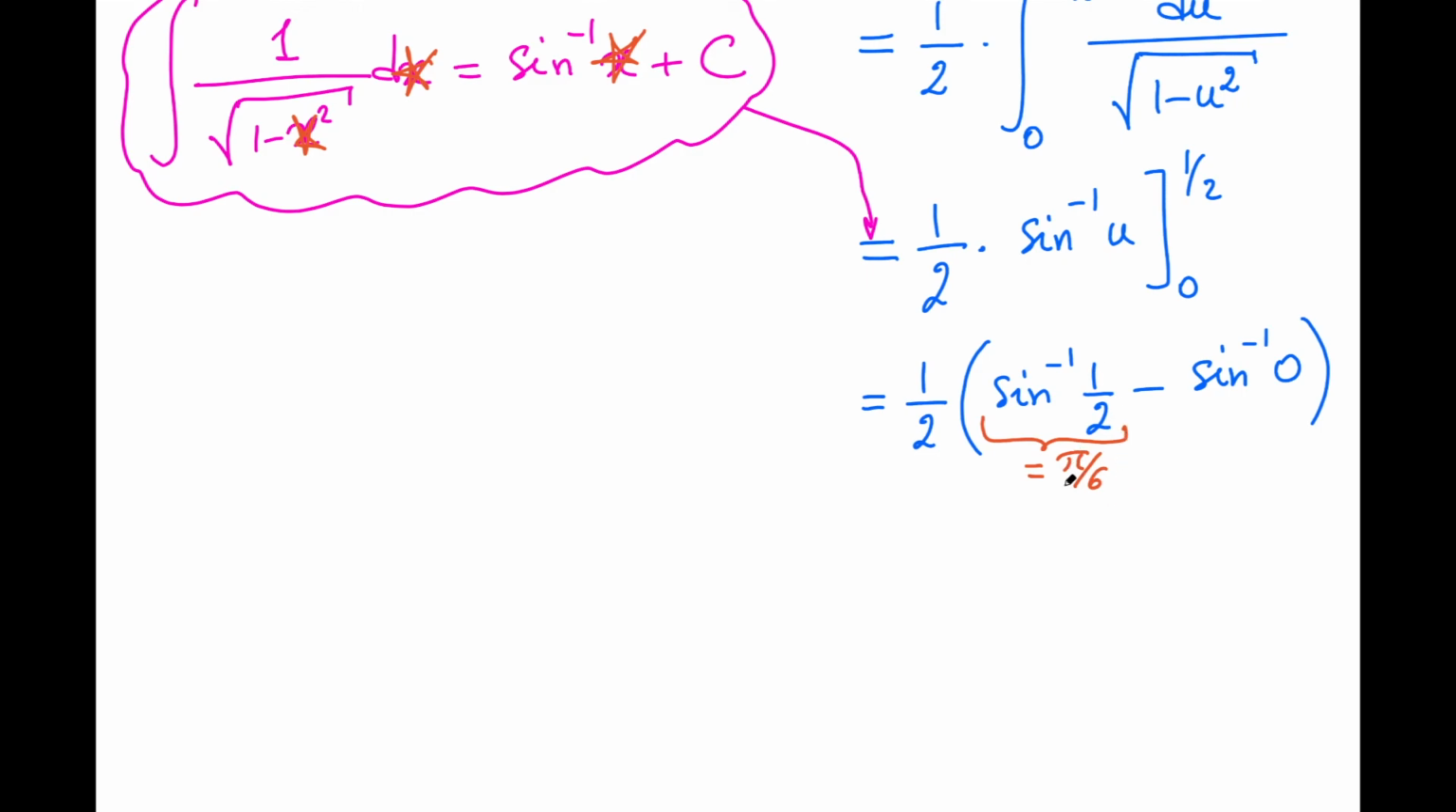Okay? And how about this? How about that guy? Sine inverse of 0 is 0, because the only guy between negative pi over 2 and pi over 2 whose sine is 0 is the angle 0. Okay. All right, so we're done with this. So this is equal to 1/2 times pi over 6 minus 0, which is pi over 12. Okay. All right, so this completes this section.